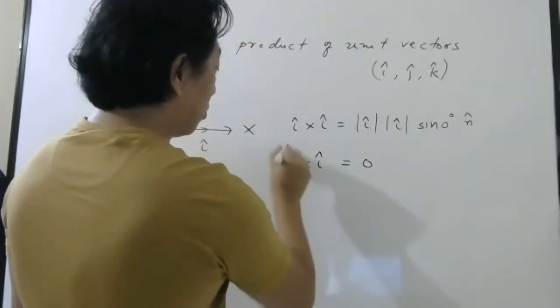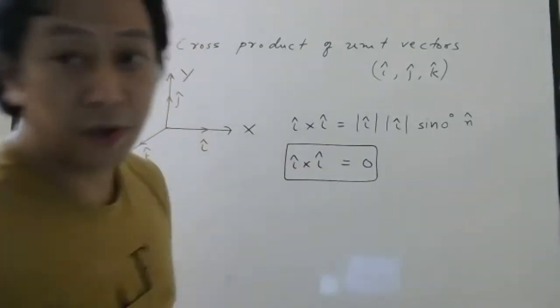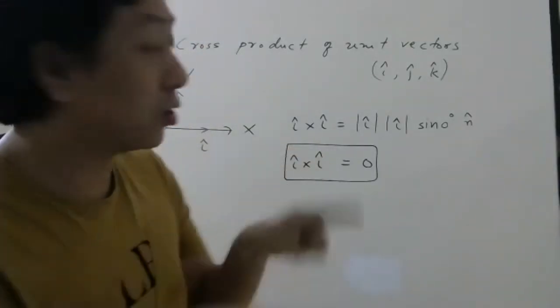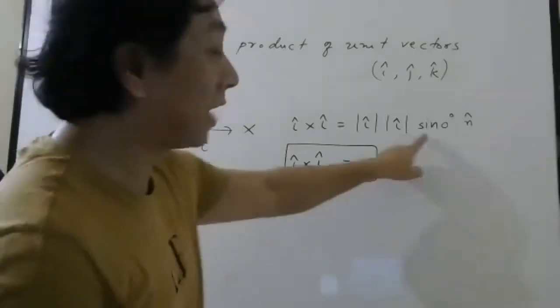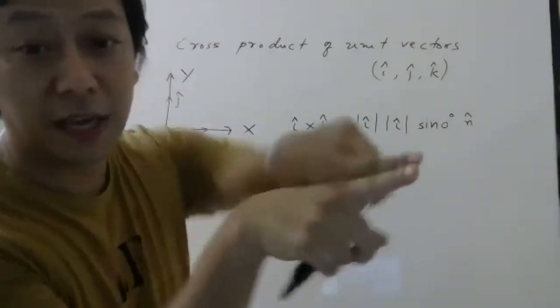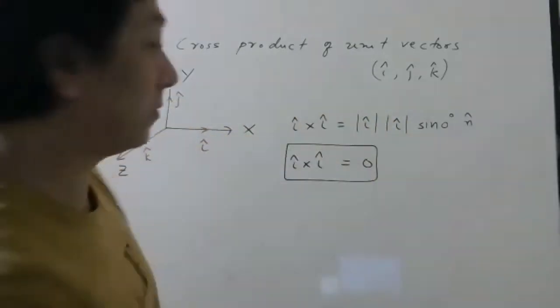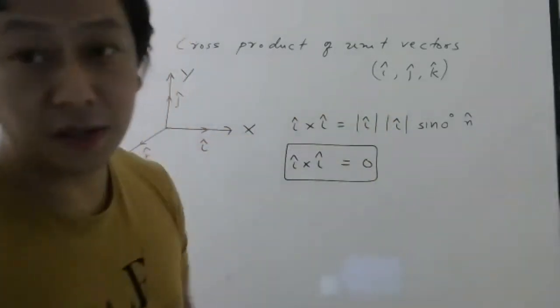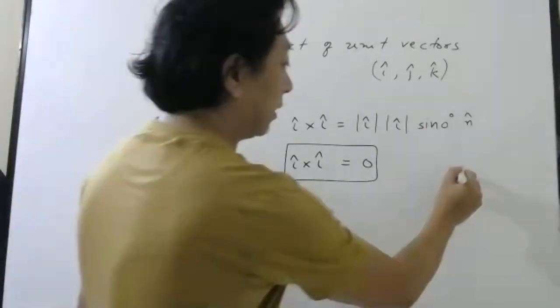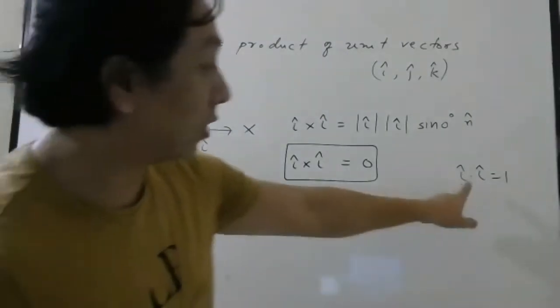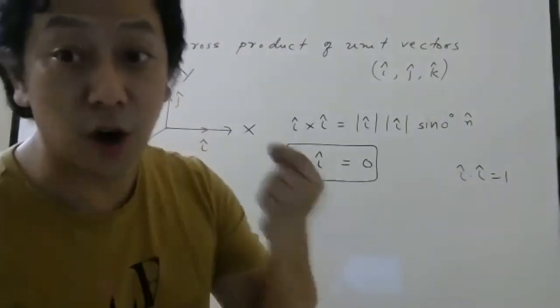Last class I also told you, if two vectors are parallel, the cross product will be 0, because the cross product contains sine theta. If two vectors are parallel like this, the angle is 0, so sine 0 will be 0. Try to remember this. Whereas in the dot product, if you remember, it was 1, because in the dot product cos theta comes.